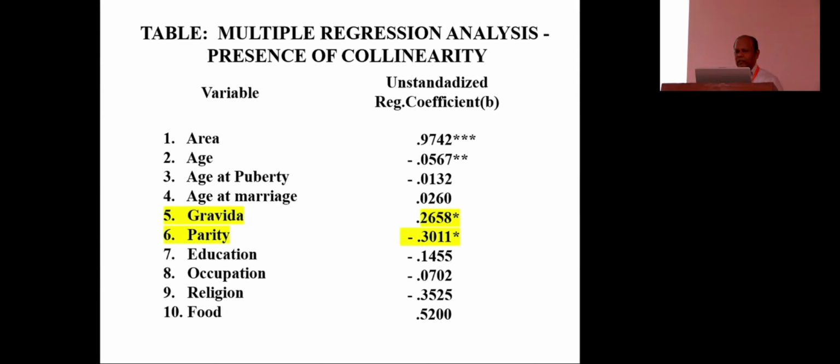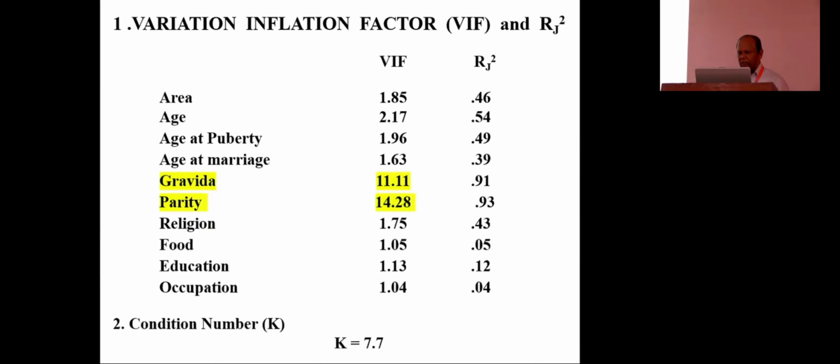So therefore, multicollinearity is a big issue here. Usually this is assessed by many statistics, the condition statistics and variance inflation factor and so on. See, for example, when all other variables were around 1 or 2, the gravida and parity had values 11 and 14. It tells you there is a strong correlation going on between these two variables and will affect your regression coefficients. Okay, so what is the solution?